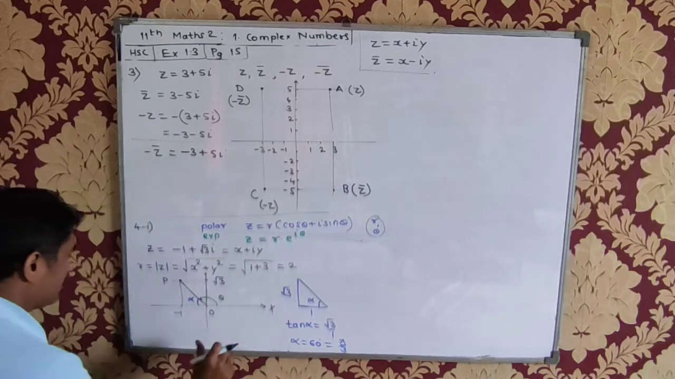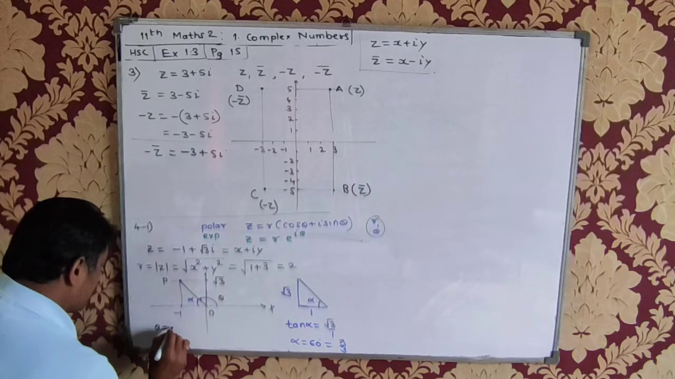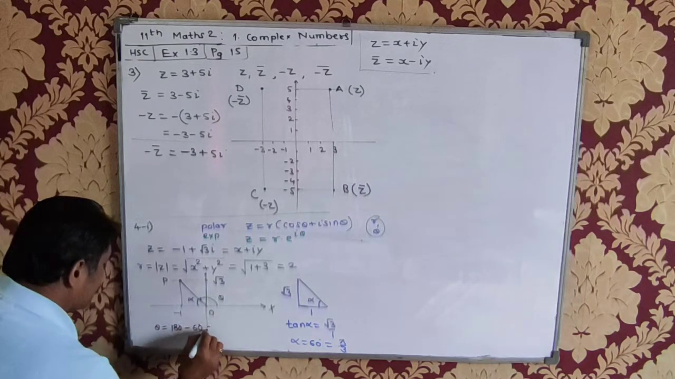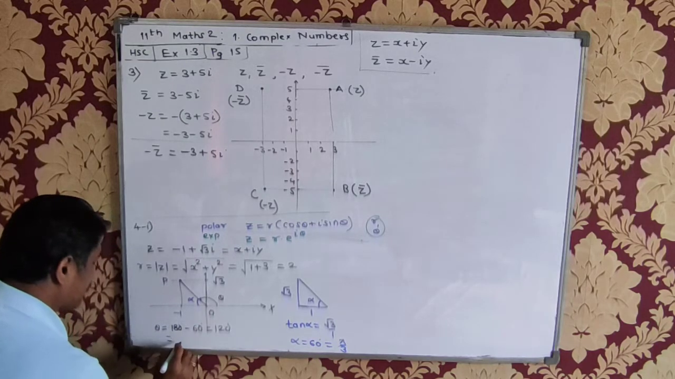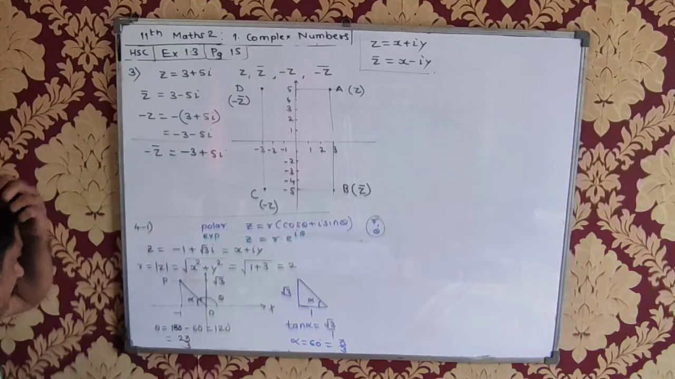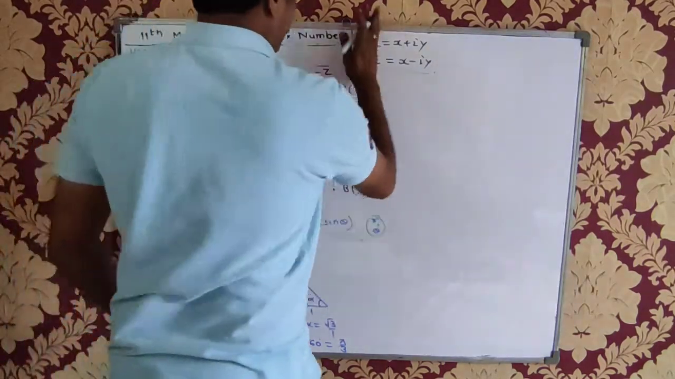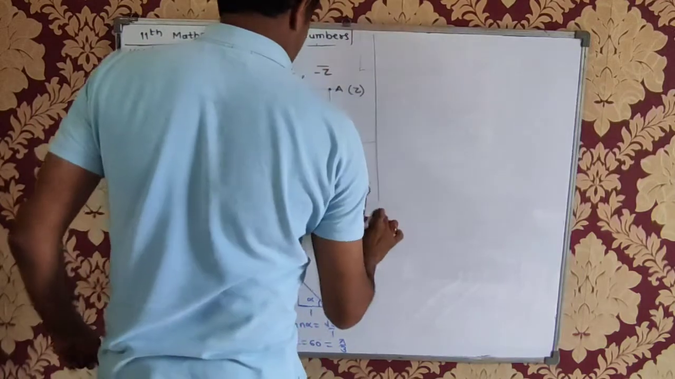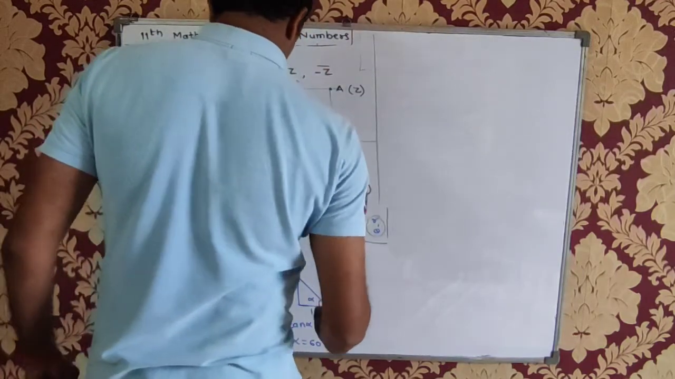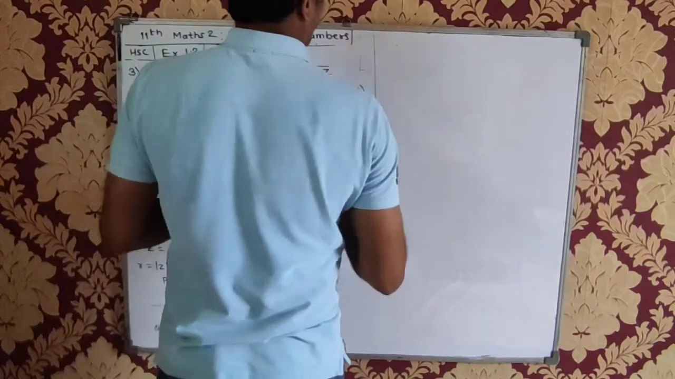Therefore theta is equal to 180 minus 60. That is 120. Yes, that is 2 pi by 3. Did you understand? Therefore, what is the polar form of the complex number? The complex number is written in the polar form. How? Polar form.